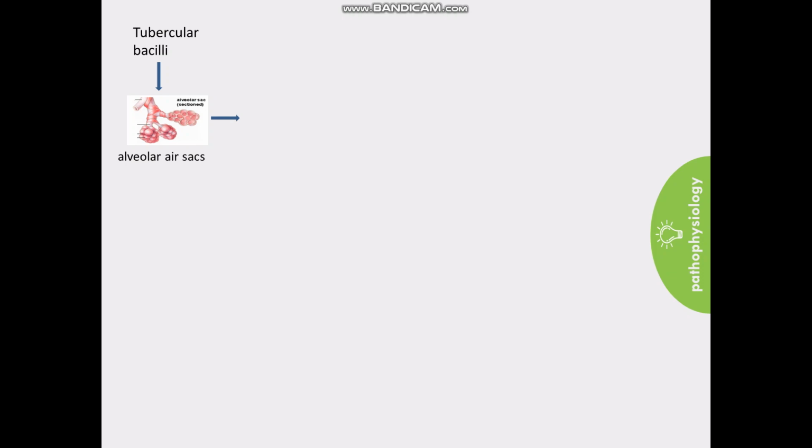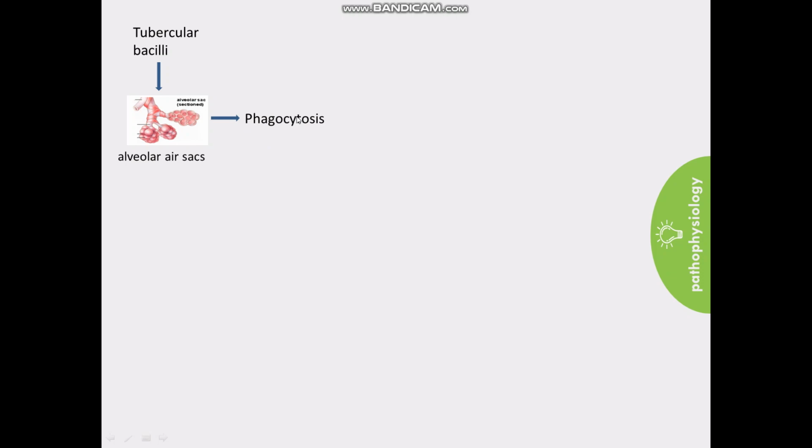When the bacilli enter the alveolar air sacs, the macrophage identifies the bacteria, Mycobacterium tuberculosis or tubercular bacilli, as foreign particles. Okay? These foreign particles are identified by the macrophage, and it attempts to eliminate them by phagocytosis. During this process, what happens?